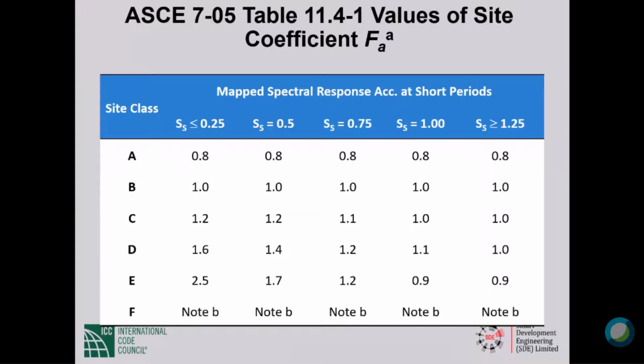Okay, the F sub A is a function of the site class and also the short period ground motion at the site of the structure. So the site coefficient depends on the ground motion parameter, how intense the ground motion is.